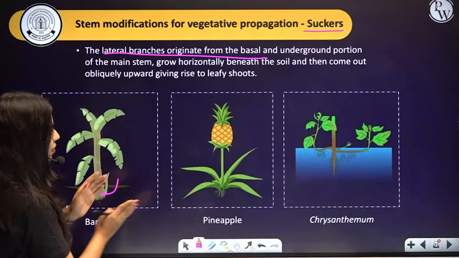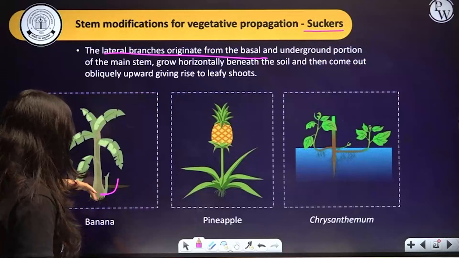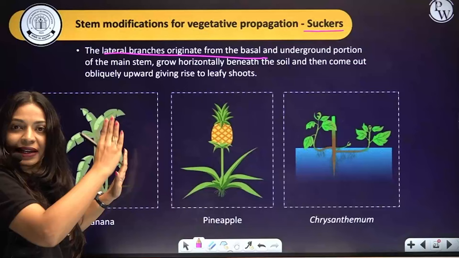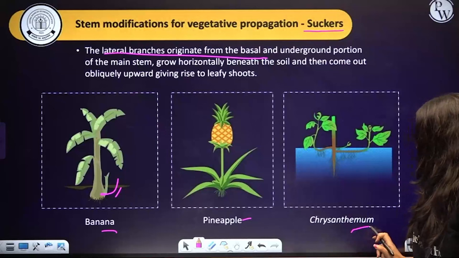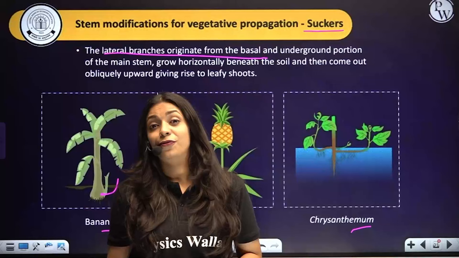Oblique means what? Slanting. Understood? So normally they will grow horizontally below the soil for some period, and they will start growing obliquely, which means they will slant upward, come out of the soil, and over there they will give rise to leafy shoots. So these are called suckers. You can see them in banana plants, pineapple plants, and even in chrysanthemum. Okay, so this is about the modifications of stem for the purpose of vegetative propagation. Is that clear?